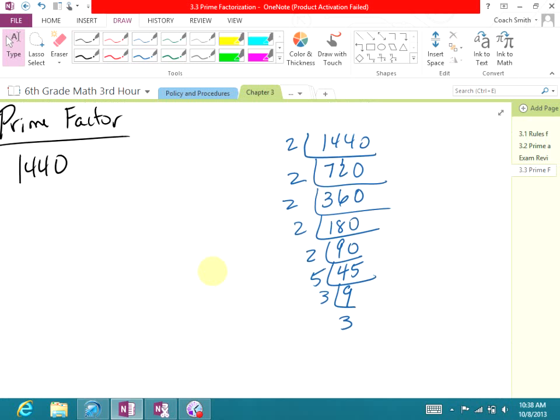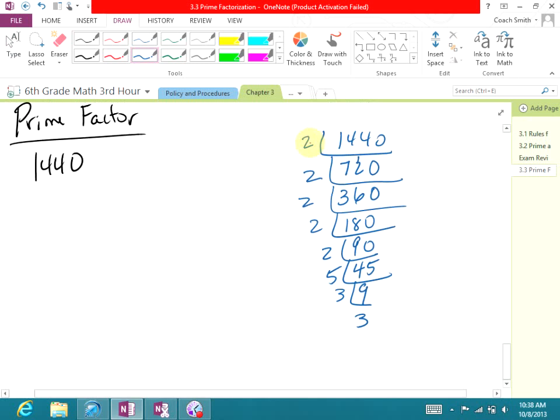So, you have 1, 2, 3, 4, 5 twos. So, 2 to the 5th times 3 to the 2nd times 5. And that is your prime factorization of 1,440.